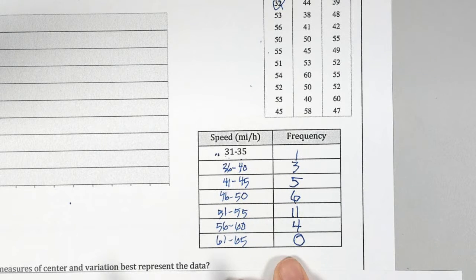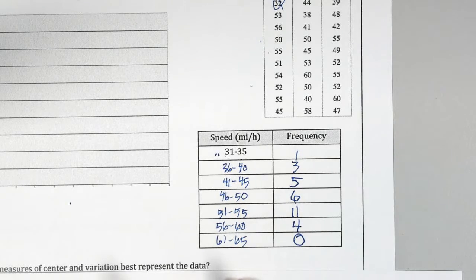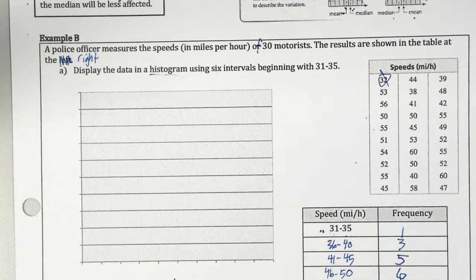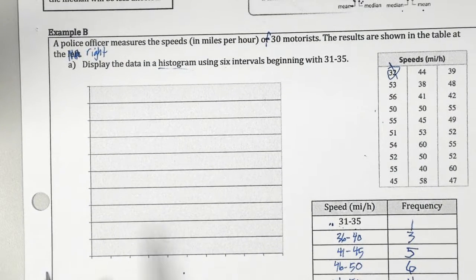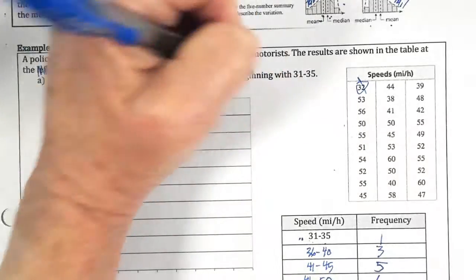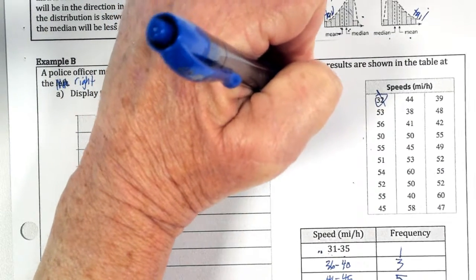So now that I've got my intervals and I've got the frequency of how many times I see those speeds in those intervals, I'm going to go over here and I'm going to now start to create my histogram. What does that look like? Well, that means I have to put a title on this. So I'm going to write my title being the speeds of motorists.